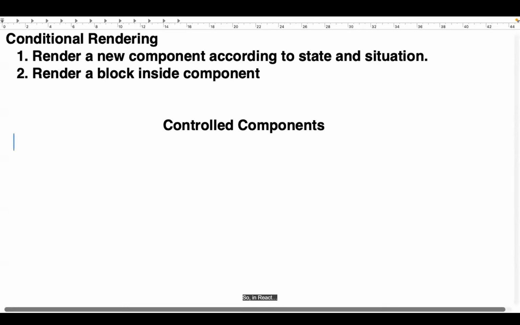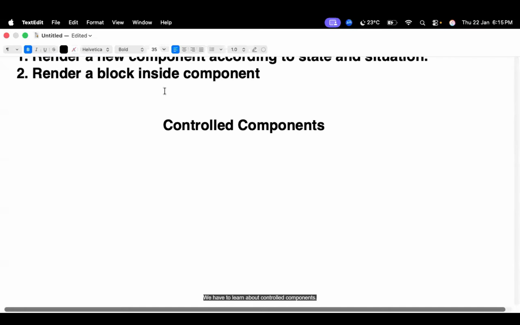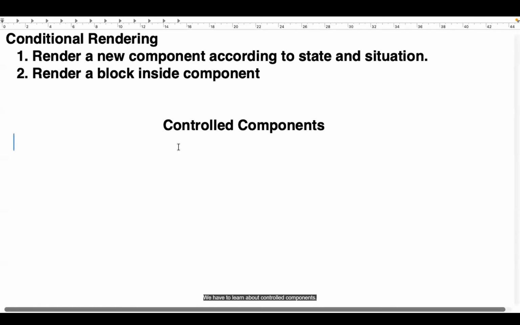So in React, we have to learn about controlled components. All these days, we discussed components, which generally contain a design, styles, and logic. We learned how to create one component and how to use the components across various locations. Now, what is a controlled component and what is its purpose? A controlled component is nothing but a component which can be customized according to requirement.